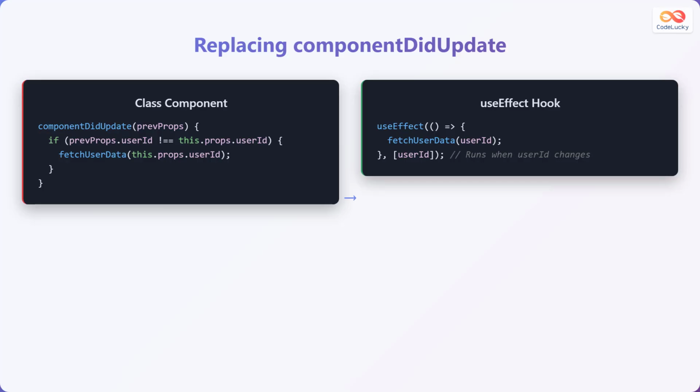For example, if you want to fetch user data whenever the user ID prop changes, you can include user ID in the dependency array. This tells React to run the effect only when user ID changes, replicating the behavior of componentDidUpdate. Note the arrow between the class component example and the useEffect hook example, showing the change from the old way to the new way.